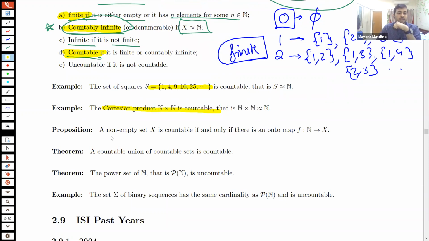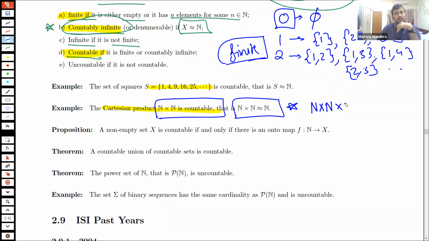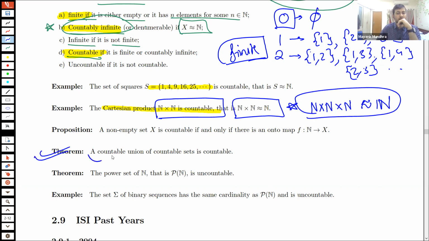So the next proposition is that a non-empty set X is countable if and only if... So, okay, no way. So this example N cross N is countable. So N cross N has the same size as N. This is a very important concept. And this can all be represented in this theorem, which basically says that a countable union of countable sets is countable.